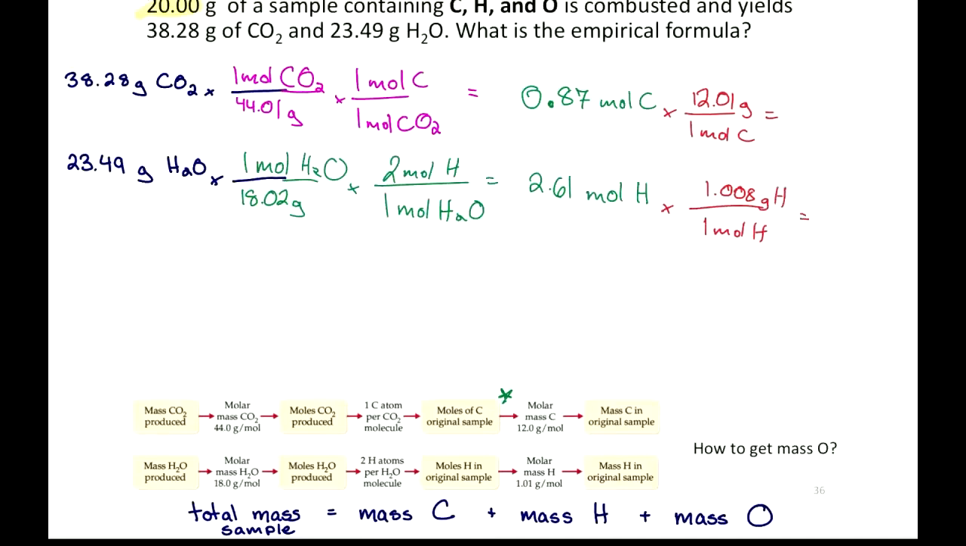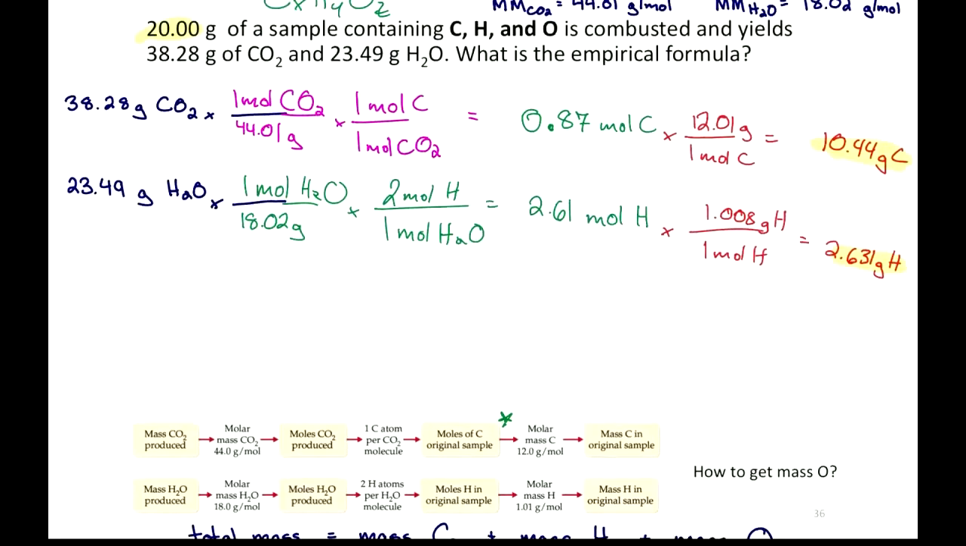All right, and so those are mass amounts. So 0.87 moles of carbon is 10.44 grams of carbon. All right, and then the gram amount of hydrogen is 2.631 grams of hydrogen. So I'll just highlight these gram amounts right here. And let's compare that to how much sample we started with. We started with 20 grams. About 10.5 of it is carbon. About 2.5 of it is hydrogen. The rest of it has to be oxygen. Do you see that?